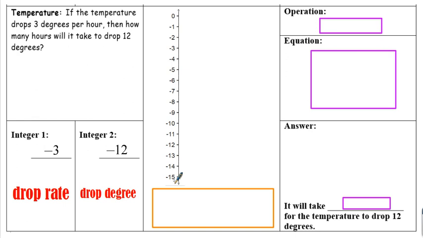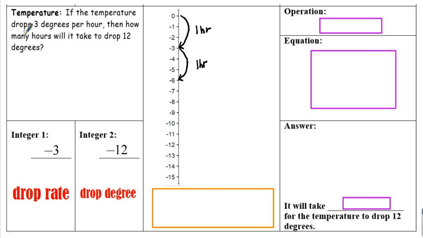So again, if we think about how it works, we're going to start at the top and we're going to be dropping 3 degrees every hour. And then we're going to see how long it takes to drop 12 degrees. So let's do this. Starting at 0, we're going to drop 3. So 1, 2, 3. We're going to end at -3. We dropped 3 degrees. That's 1 hour. And then we drop 3 degrees again. 1, 2, 3. We're going to end at -6. That's another hour.